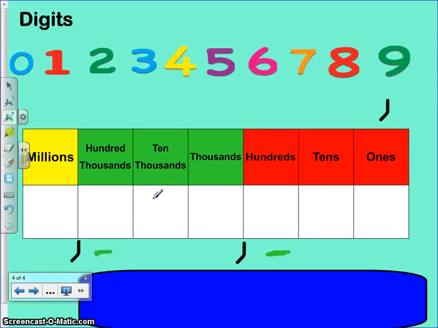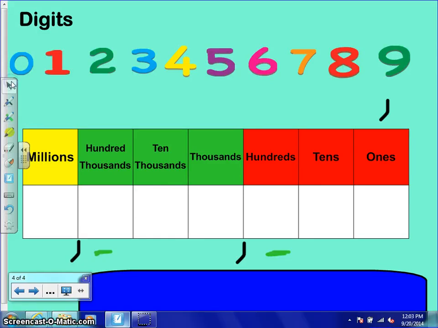Okay guys, here I am. I'm going to help you guys learn a little bit more about reading these larger numbers. And we're going to use this place value chart to help you.